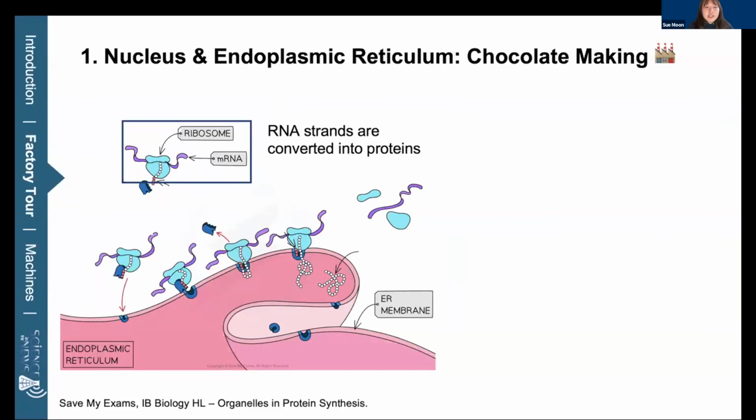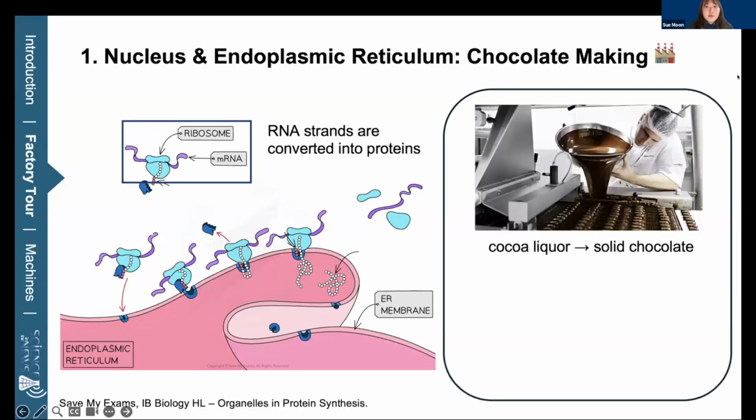And at the endoplasmic reticulum, machines called ribosomes are attached at the surface to convert RNA into proteins. This process is called translation. If we consider RNA as the intermediate product of chocolate, such as cocoa liquor, then we can consider the protein sequence generated here as the raw chocolate. And ribosomes can be considered as these tempering machines that solidify cocoa liquor into solid chocolate.